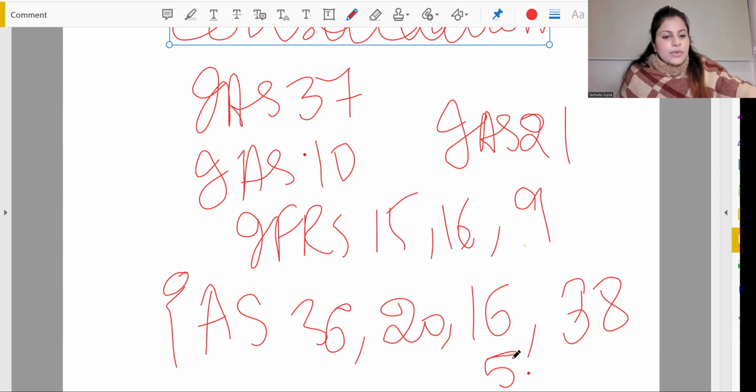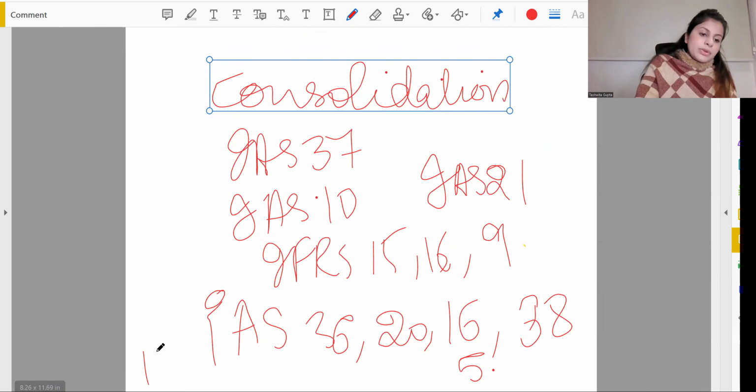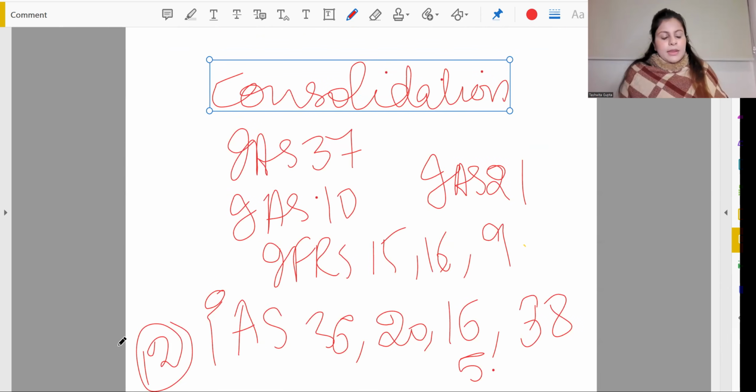So see, we've revised so many standards today with the help of MCQs, and even Ind AS 12 deferred tax was also there. So this is how, if you pick up questions, you can easily cover your concepts along with them.